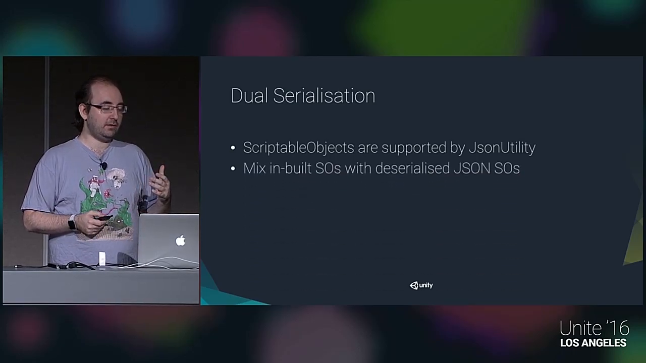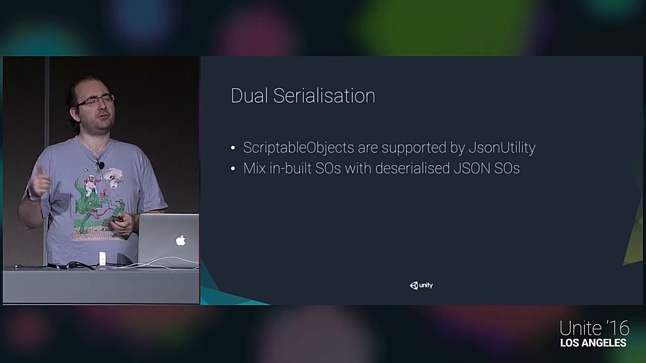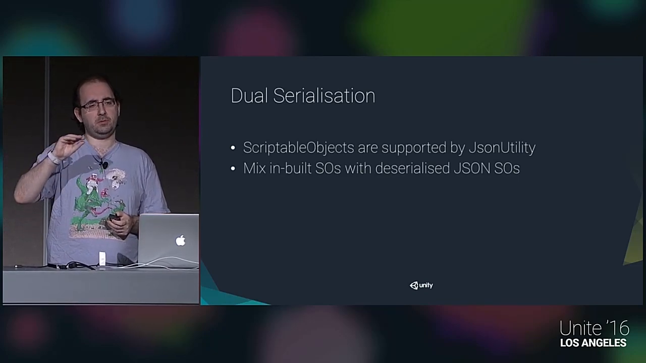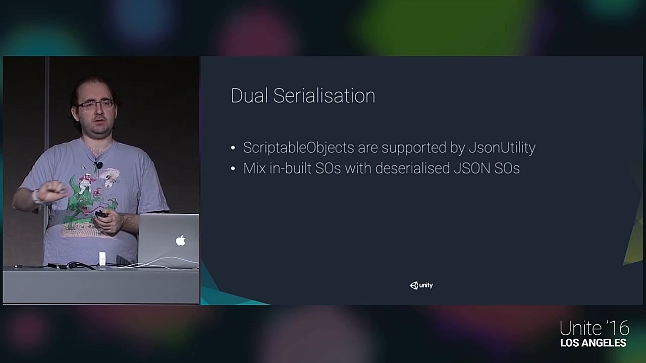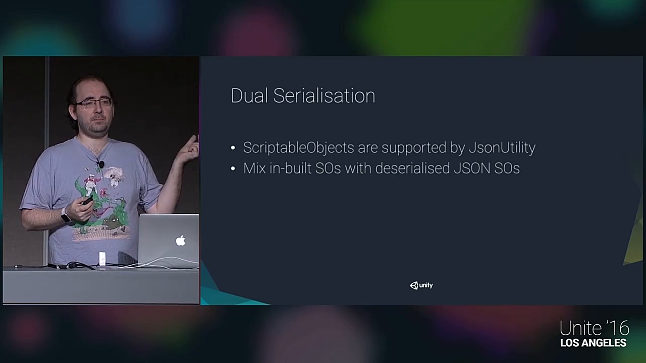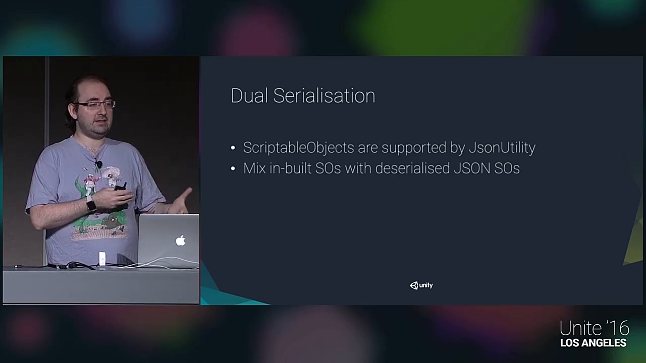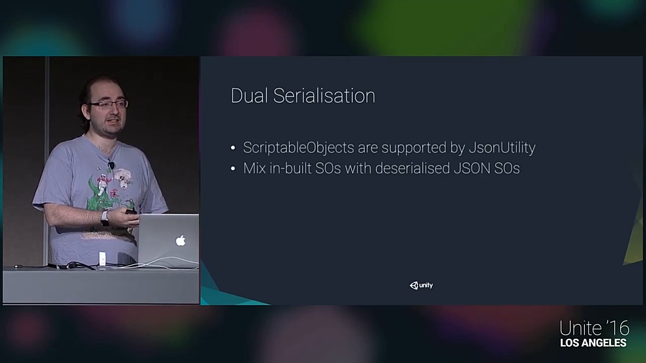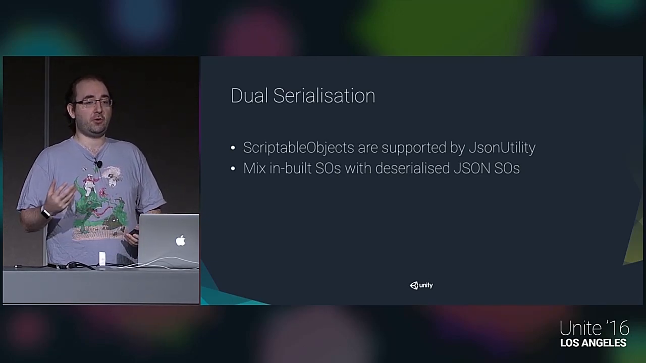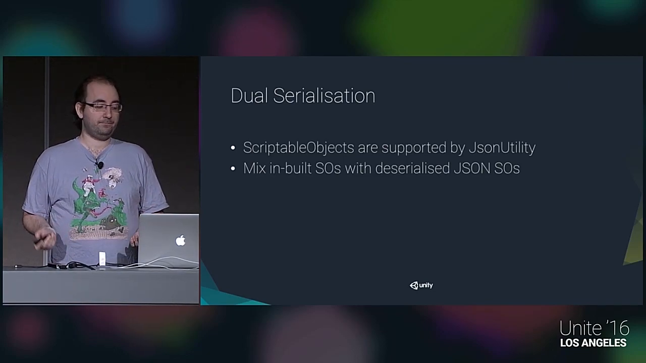And you can deserialize them as well, of course. I think you have to use from JSON overwrite rather than from JSON, but you can make an object and then use overwrite to fill it with data that you got from JSON. And what this means is that having built a system that works with scriptable objects, you can mix objects that you created at design time, that you saved into asset files in your project, with objects that you've created by deserializing JSON. What might you do with that?